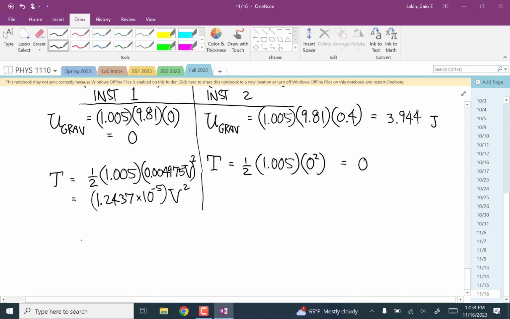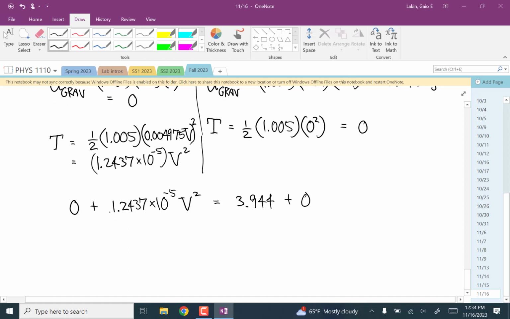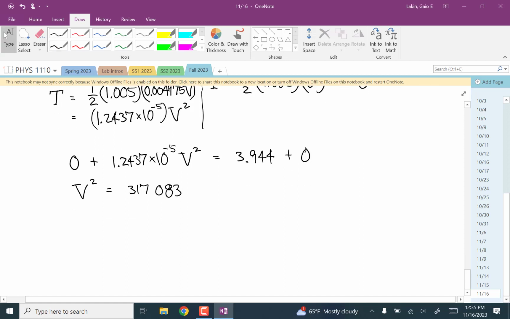And now plug it into conservation of mechanical energy. We have 0 plus 1.2437 times 10 to the minus 5th times V squared is equal to 3.944 plus 0. Divide both sides by 1.2437 times 10 to the minus 5th, and you get that V squared is equal to 317,083. Take the square root of both sides. We're looking for a speed, so we want the positive one. And you get a speed of 563.10 meters per second.